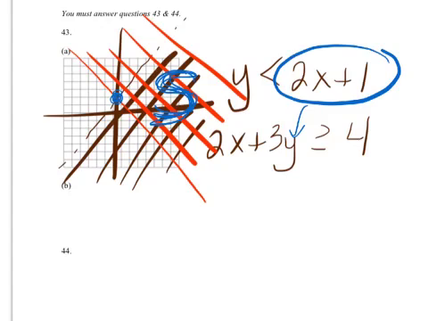Part A is going to be to find the solution set. Part B is going to be a different problem. It's not going to be these numbers. Any questions on this part?